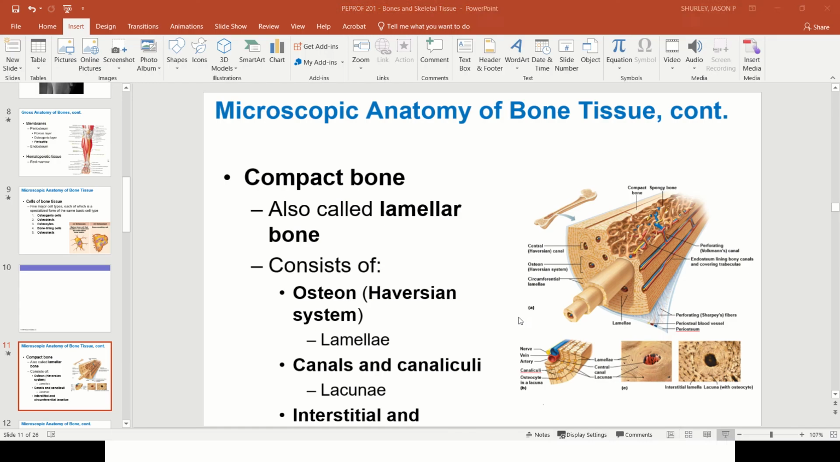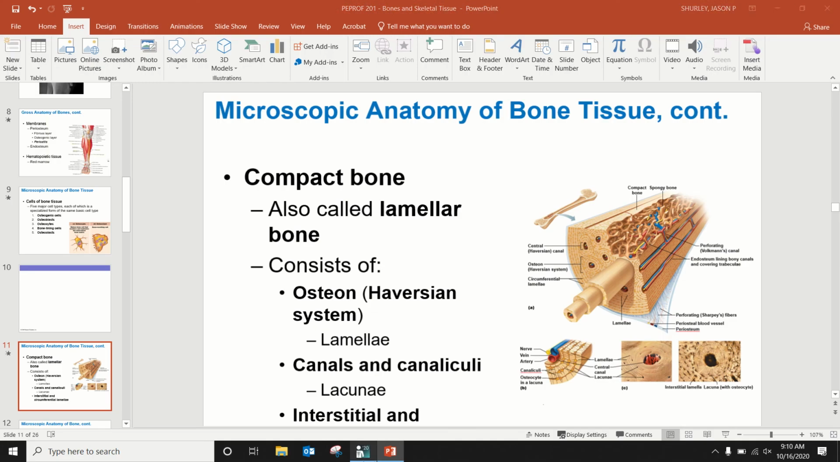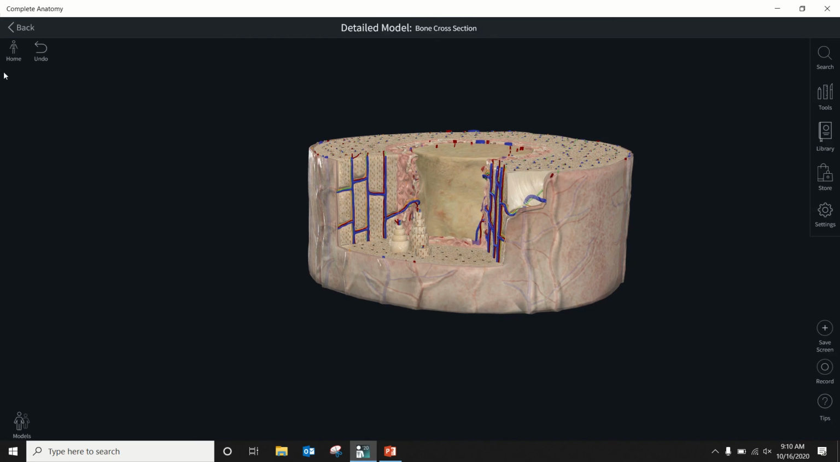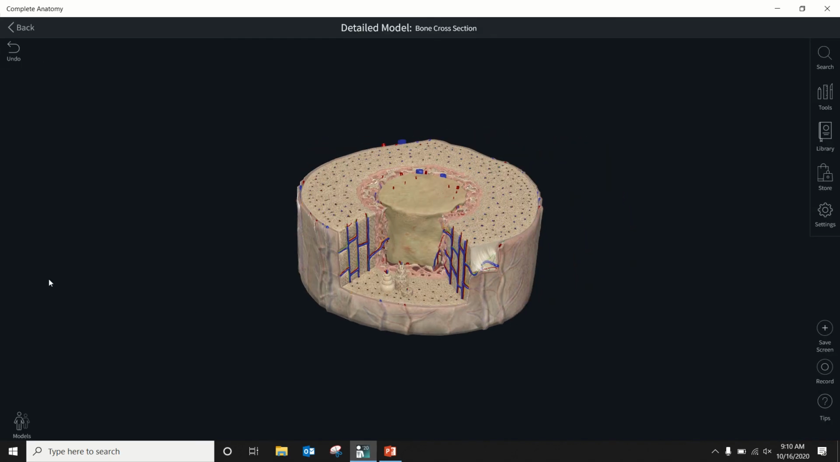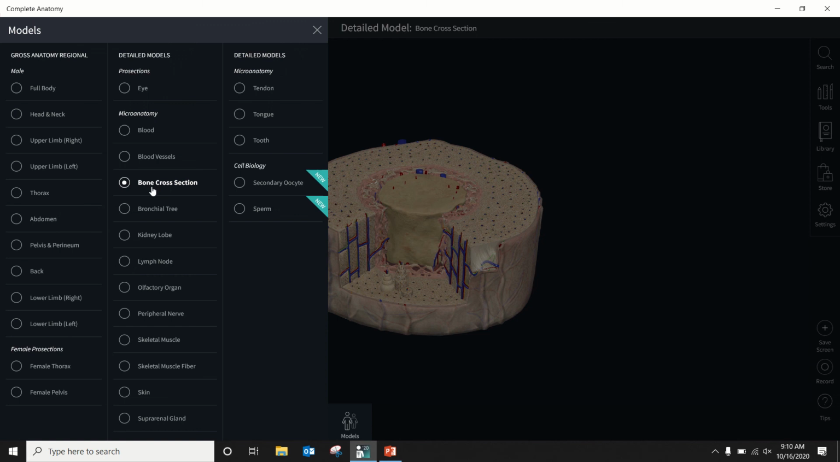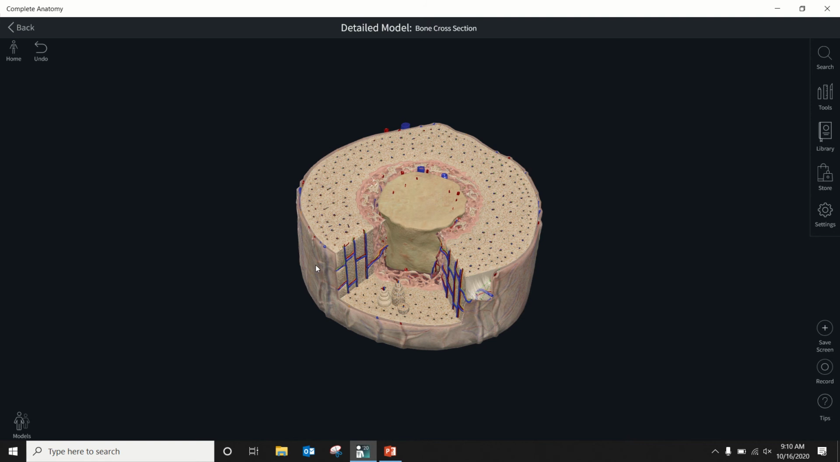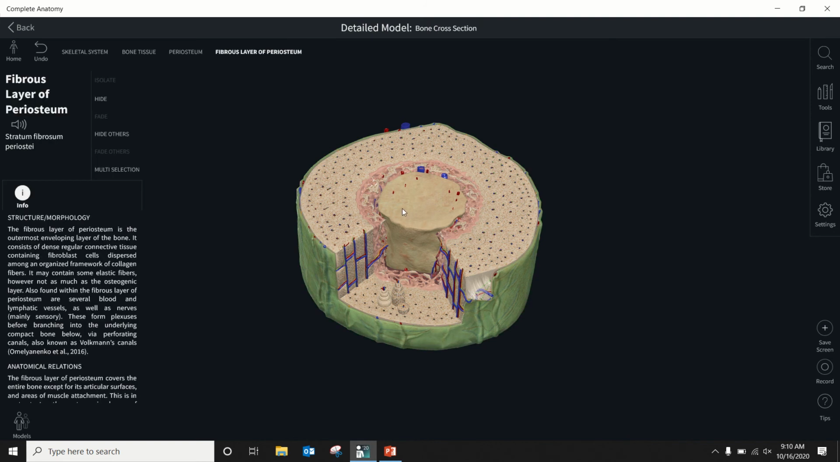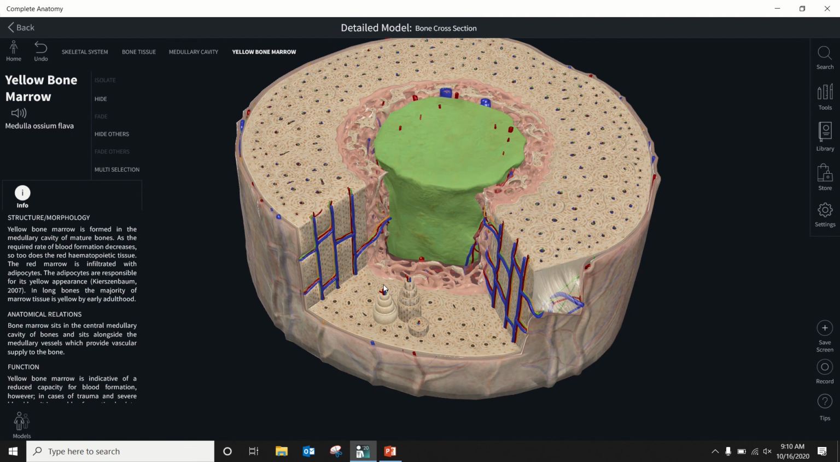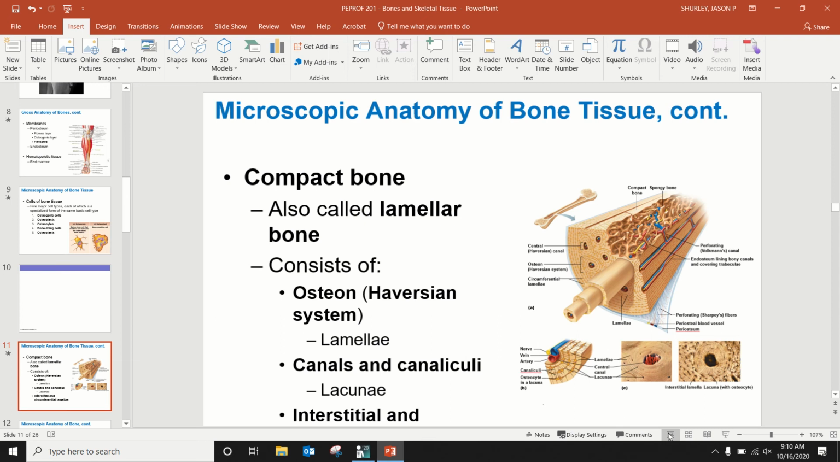And as an aside, before I forget, if you go to the anatomy app, I go all the way back home. So if you go under models, there's a little bone cross-section model, which is the one that you're looking at here. If you want to actually try to find all the stuff we talked about, you can find periosteum, and you can take that off, find your bone marrow. So if you're bored, this model is pretty cool. You can find all the stuff that we just talked about. All right, so moving on.